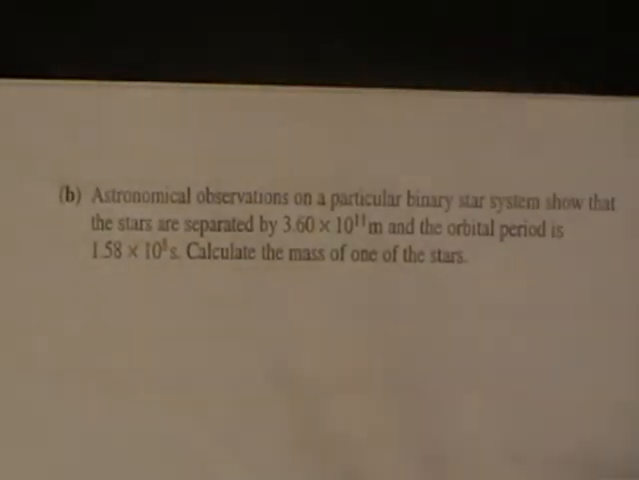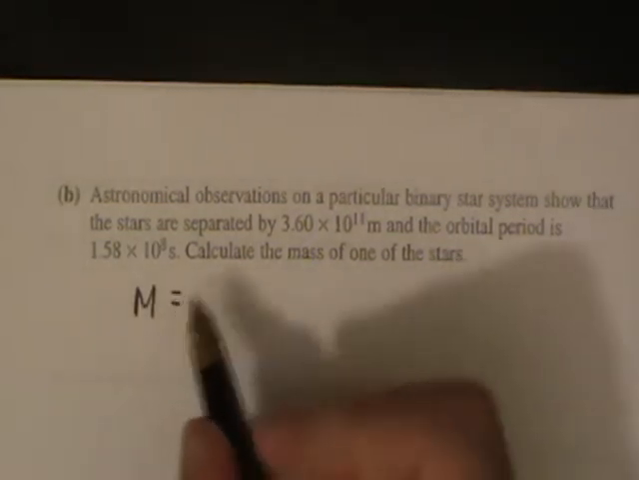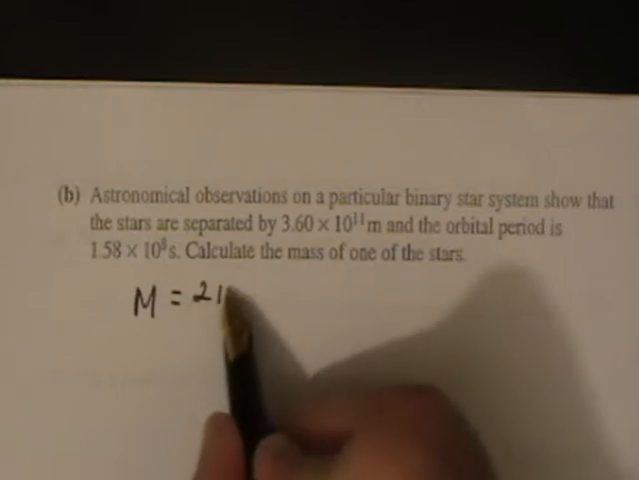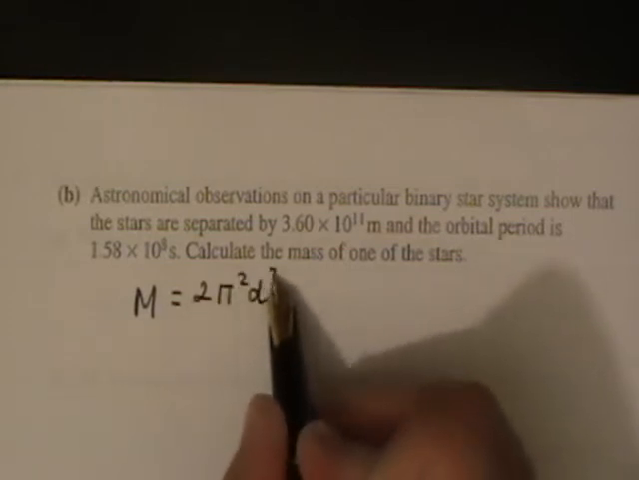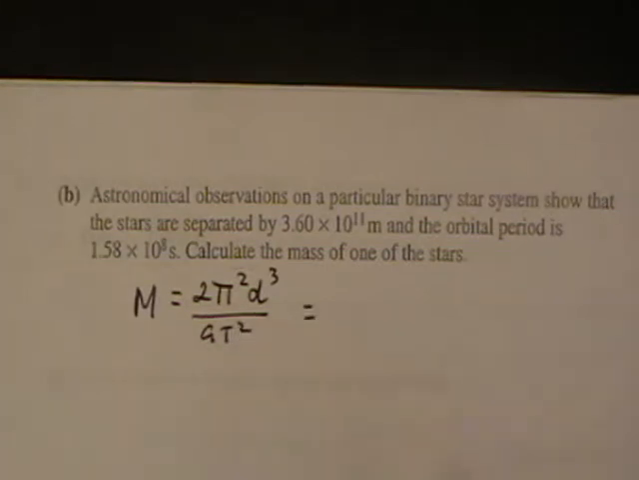And then we're going to use that astronomical observations on a particular binary star system show that the stars are separated by 3.6 times 10 to the 11 meters. The orbital period is 1.58 times 10 to the 8 seconds, to calculate the mass. Therefore, the mass m is equal to, and we've just worked it out as 2 pi squared d cubed over G T squared. So then let's just fill in the values.